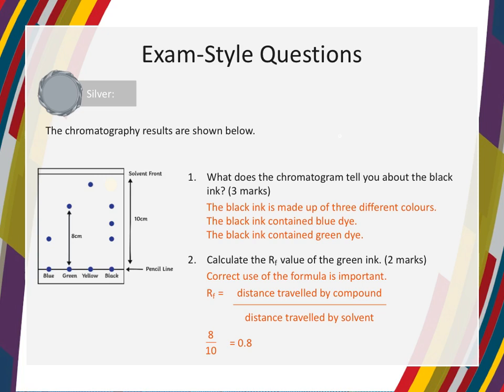So what does the chromatogram tell us about the black ink? So the black ink, we're interested in that just there. Now we know that it is made of 1, 2, 3 different colours. We know that one of them is the blue because it goes to the same height, and we know that one of them is the green, and we know that this yellow just here doesn't match up. There is no big spot just there, even though it slightly looks like there might be on the PowerPoint, but never mind. Calculate the RF value of the green ink. So it gives you the value here as 8 centimetres, and it gives you the value for the solvent front as 10. So 8 over 10 is equal to 0.8.